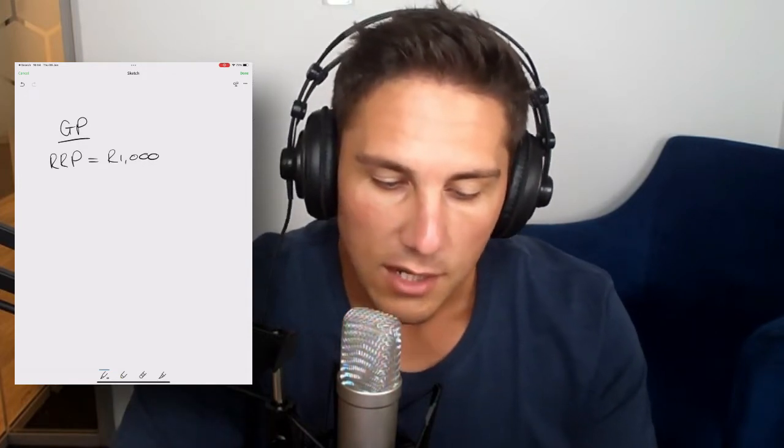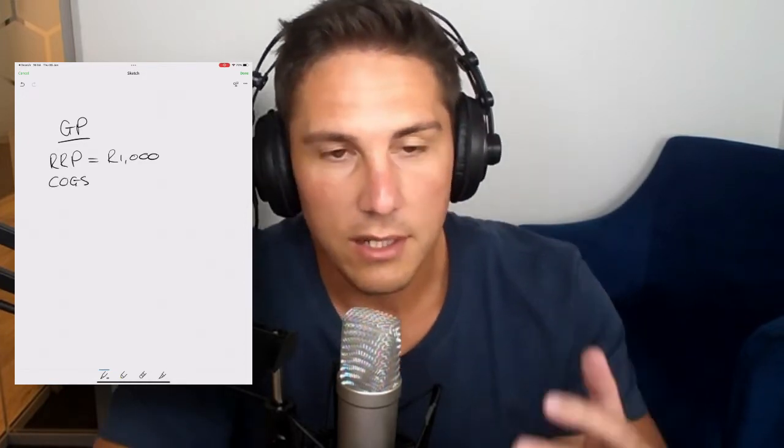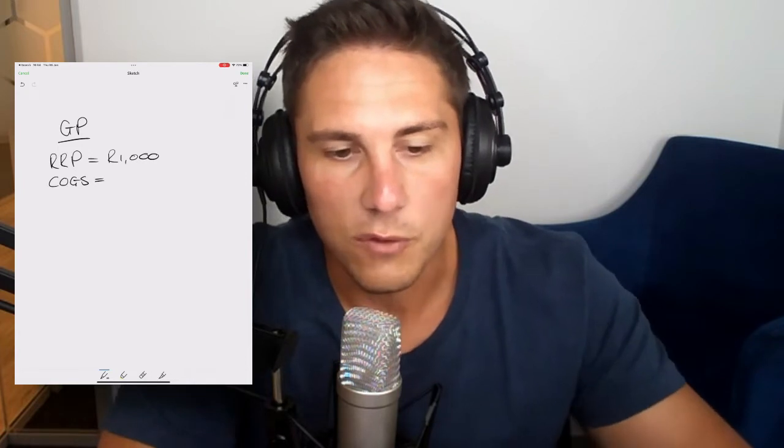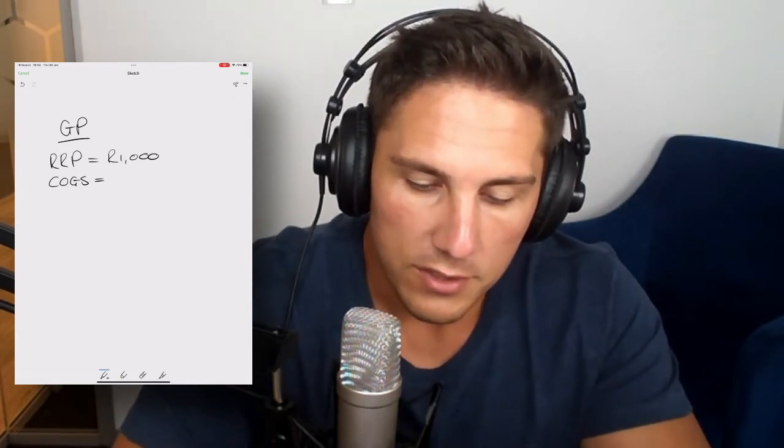That's really, really exciting. Then our cost of goods sold is what the price of the jeans actually was when we bought it from the supplier so that we can resell it to the market. And for argument's sake, say the actual price of the jeans was 500 Rand and we had to resell it for 1,000 Rand, then our average GP equals 50%.